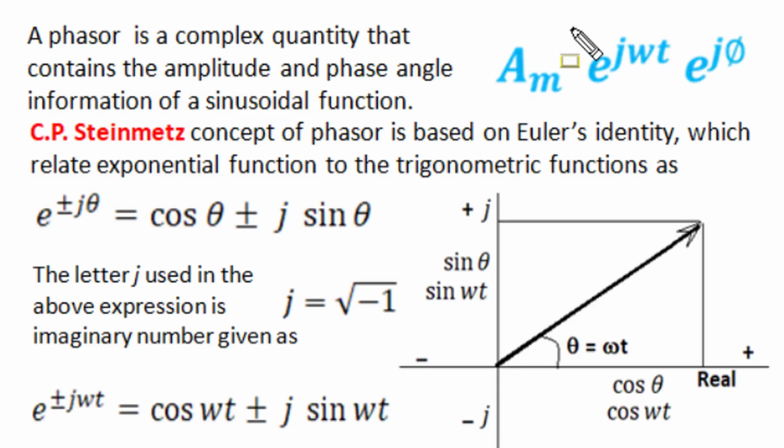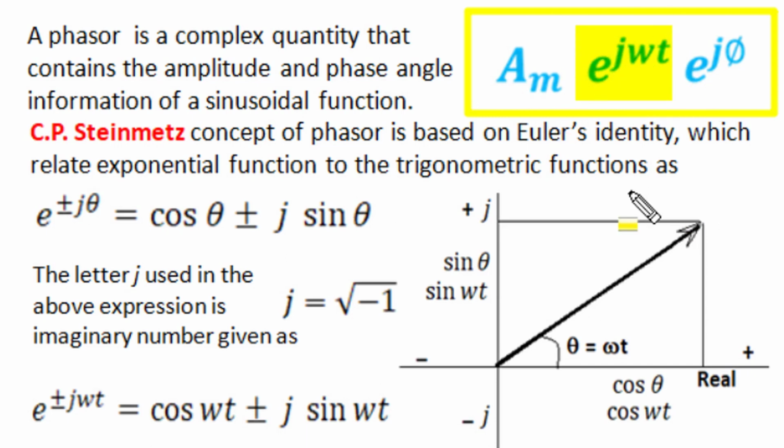polar forms. In exponential notation, a phasor is a complex quantity. This phasor representation contains not only its rotating nature, but also information about the amplitude and phase angle of the sinusoidal quantity. Now this concept of phasor, given by C.P. Steinmetz, is based on the Euler identity. Euler's relation relates the exponential function to the trigonometric function, and as per Euler's relation, e raised to the power j theta is cos theta plus j sin theta.